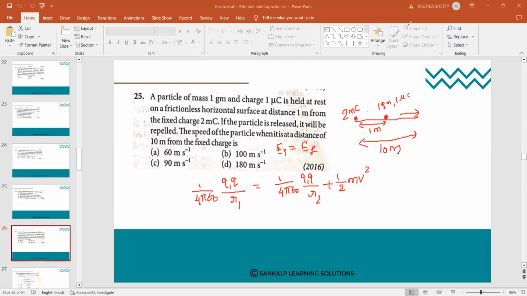We need the velocity, right? So we keep the velocity term on one side and transfer everything else. I keep half mv square here and transfer 1/4 pi epsilon naught q1 q by r2. So we get 1/4 pi epsilon naught q1 q upon r1 minus 1/4 pi epsilon naught q1 q upon r2. What is common? 1/4 pi epsilon naught is common, and q1 into q is also common. So inside the bracket we are left with 1/r1 minus 1/r2. So this is equal to half mv square. Those who are quick in maths can continue with the solution.